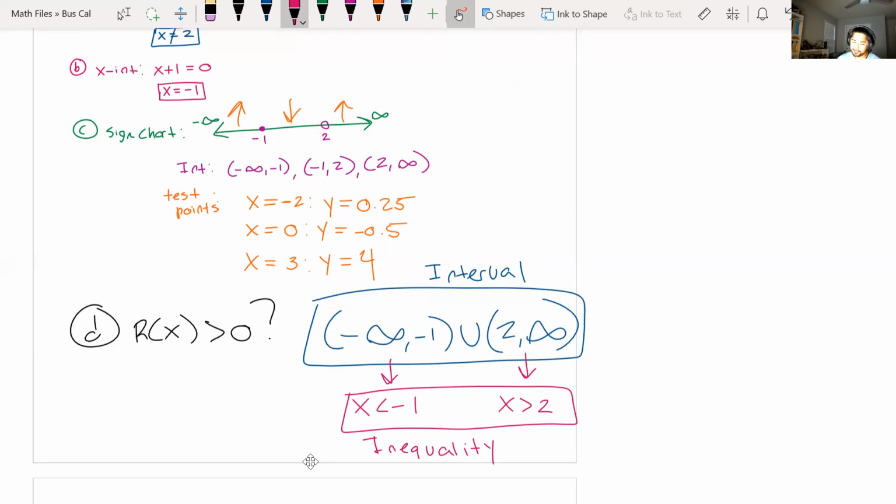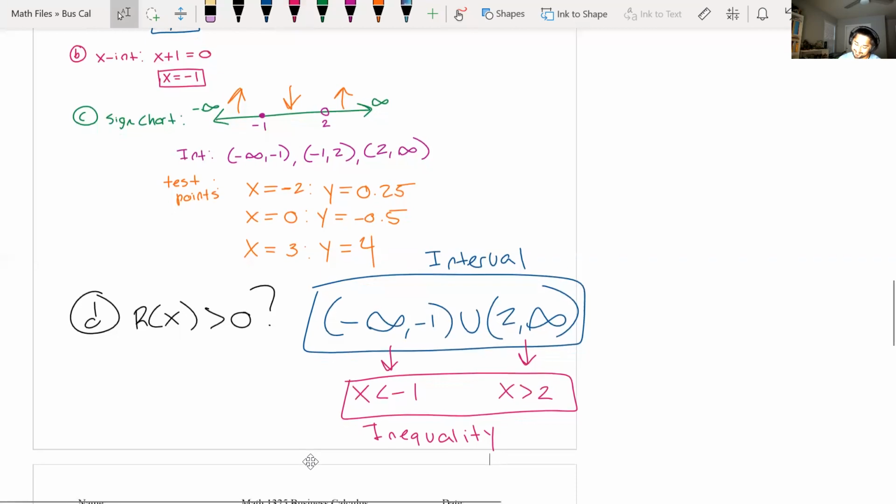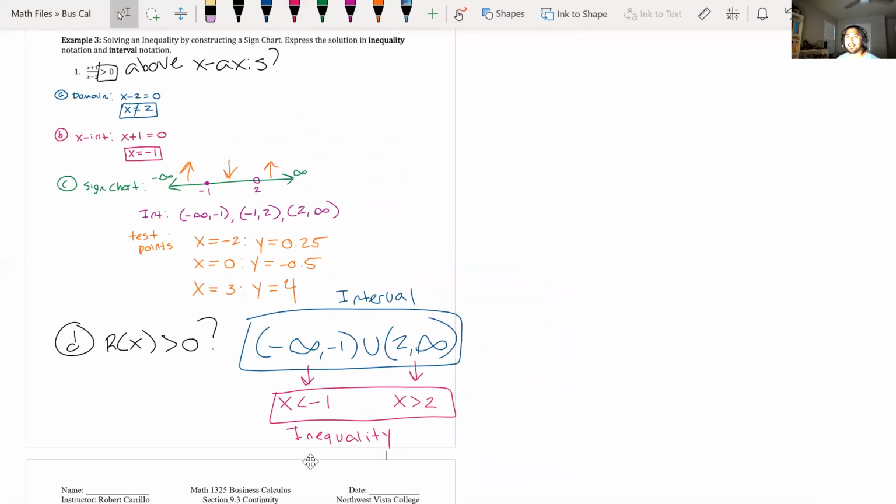All right, guys, that was fun, right? You're like, oh yeah, the domain and x-intercept were easy. And then you come across the sign chart.